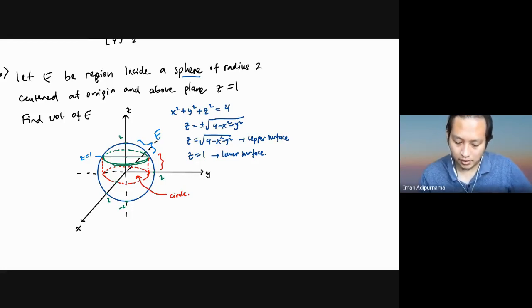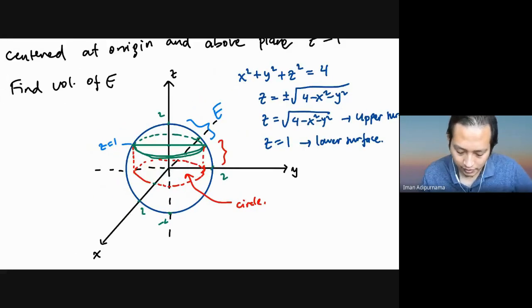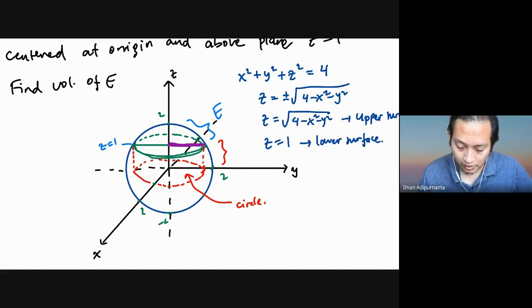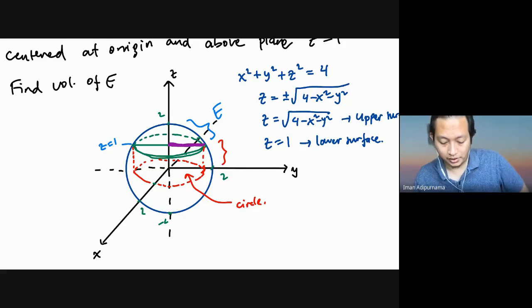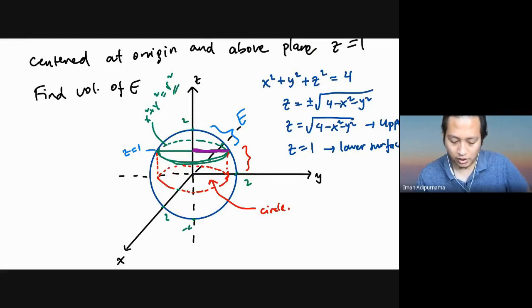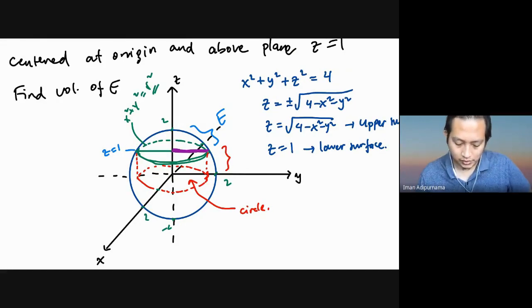And then at this line here, the purple one, and you look at the green color that circles around that line, that is actually a circle, right? So this is a circle. X squared plus y squared is equal to r squared. But what is our r? Because z is equal to 1.